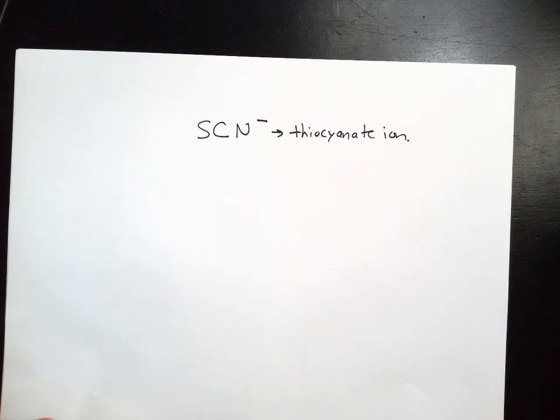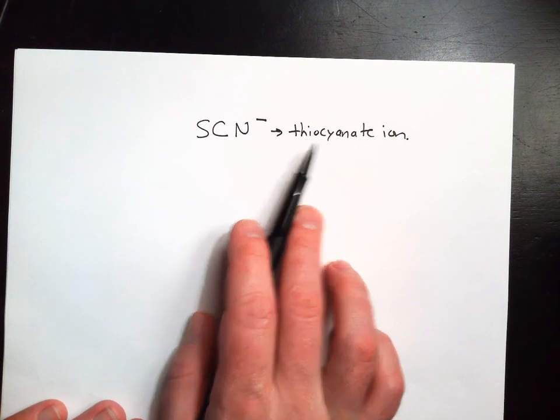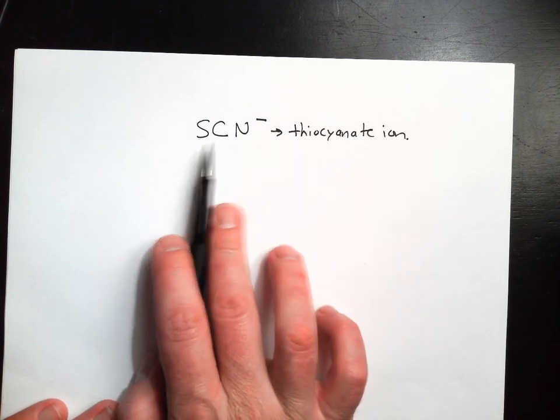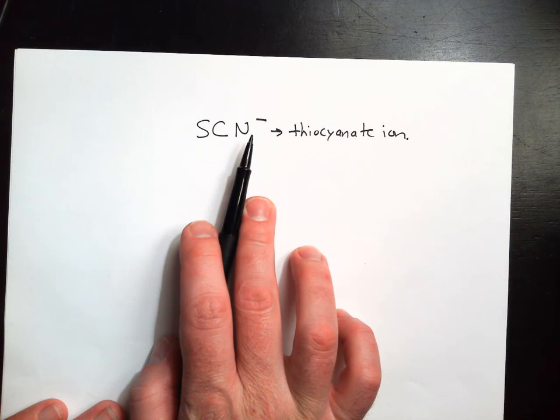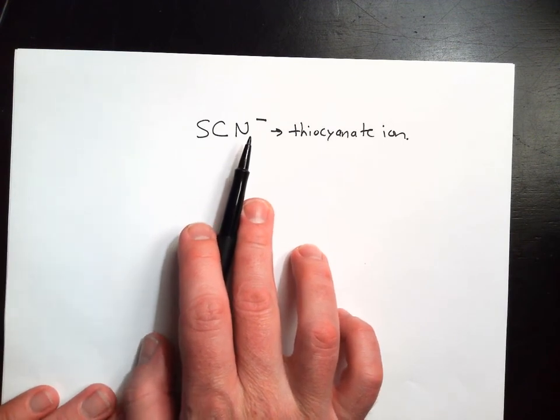This episode of Drawing Lewis Structures is brought to you by thiocyanate ion. It has a fancy name and a formula of SCN with a 1- charge. And so we're going to draw the Lewis structure for this molecule.